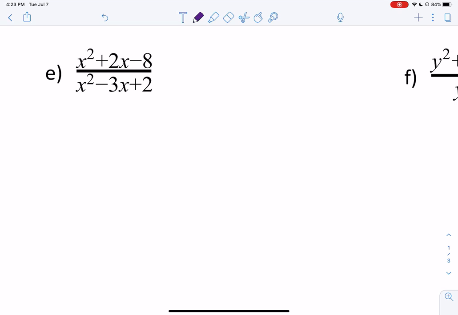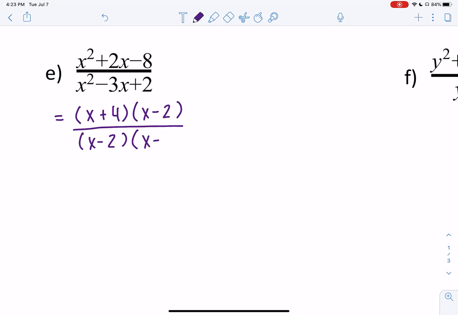So for this one, finding the restrictions right away is very hard. It's hard to know what numbers would make this equal 0 right away. So we're just going to start simplifying it, and then we'll find those numbers as we go. So let's start by factoring this. We're going to factor the numerator and the denominator. For the numerator, we need two numbers that multiply to -8 and add to 2. So that would be x plus 4, x minus 2, all over two numbers that multiply to 2 and add to -3, which would be x minus 2, x minus 1.